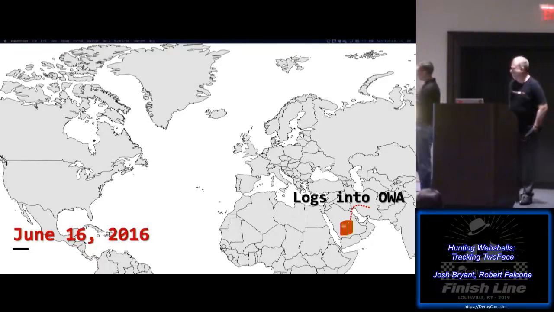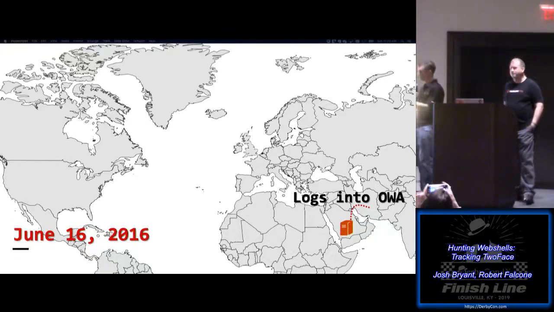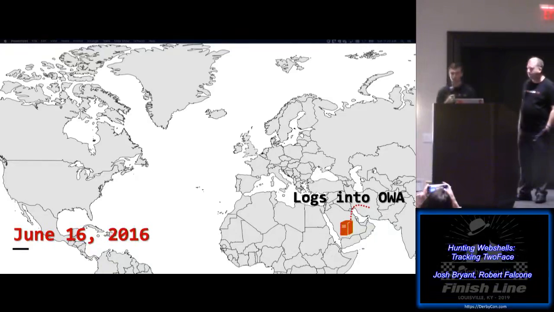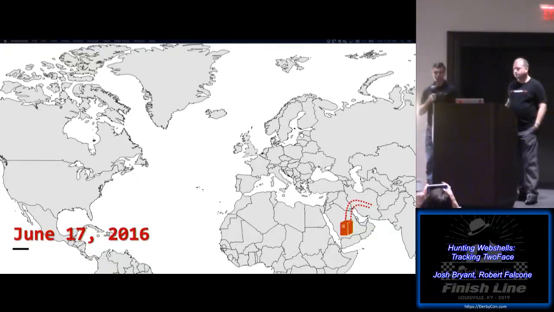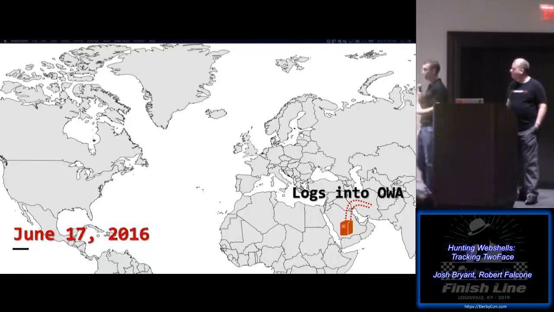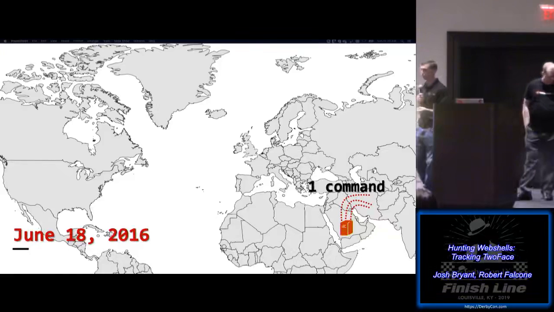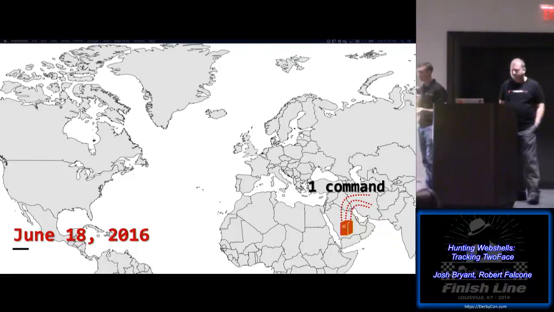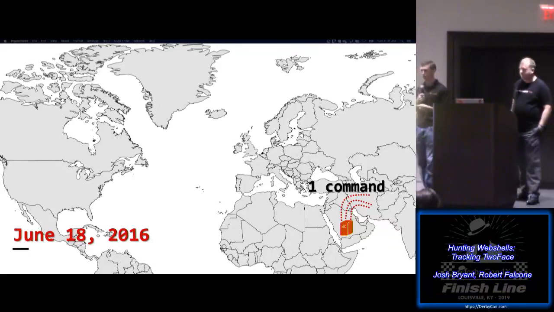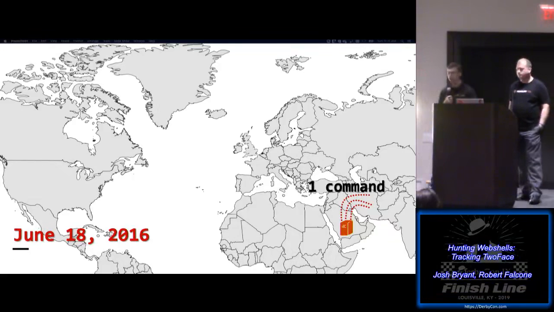So we have a line coming out of Iran, and there's an IP address that logs into OWA into the Exchange server. The next day, same exact IP address logs back into OWA. Then the day after, June 18th, that's when we start seeing the first web shell activity, specifically using TwoFace. It's coming from the same IP address that is geolocated in Iran.